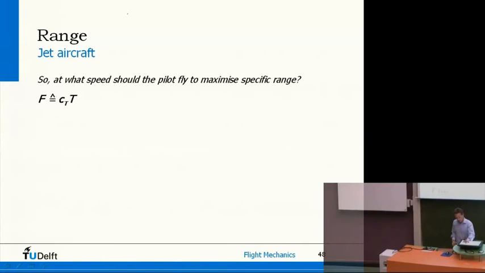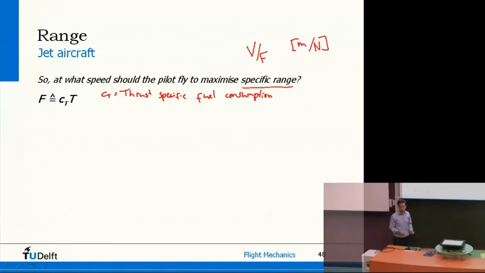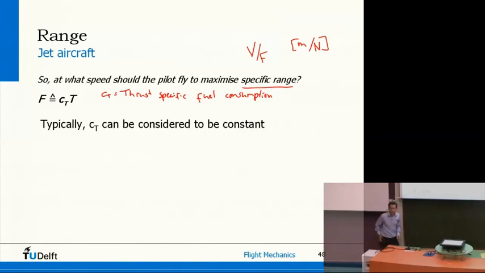So that's specific range, V over F, so distance per unit of fuel. Now, by definition, I can say fuel flow for a jet aircraft depends on the thrust you're actually generating through some parameter CT. And the CT is what we call the thrust specific fuel consumption. So this parameter CT tells you that for every Newton of thrust you generate, you need a certain quantity of fuel. So it's just a given parameter for a given engine. Now, usually speaking, you can say that CT is more or less constant. I will show you later on how you solve these kind of problems if it's not constant, but typically speaking, the value is more or less the same for a certain jet engine.